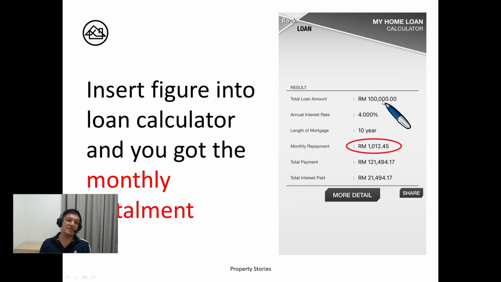So if you really want to know your monthly installment from the figures I gave you just now, and you want to back calculate, I tell you, headache. You just plug the figures I gave you straight away into the home loan calculator, okay? Home loan calculator, you will get 1012.45. Again, when you pay, it's 1013. That's the installment.